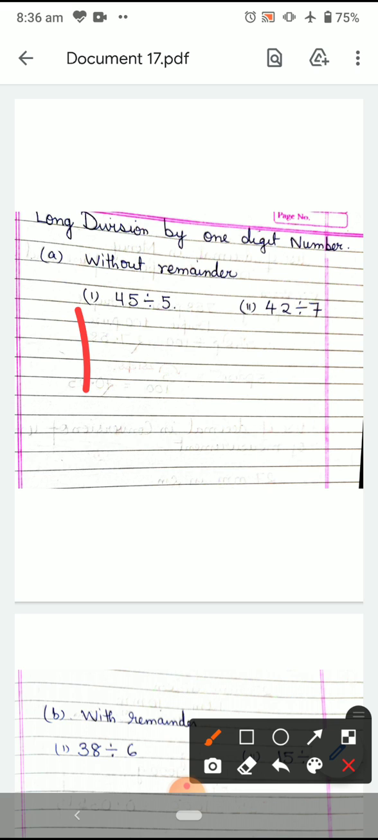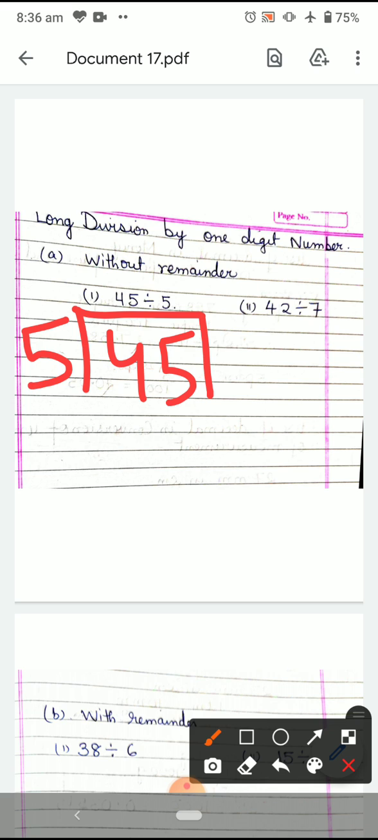Now suppose I make 45 by 5. First of all we see whether this first digit can be easily divided by this or not. In this case 4 cannot be divided by 5. It is not possible to divide 4 by 5. Why? 4 is a smaller number than 5. Nowhere in the table of 5 can 4 be seen.